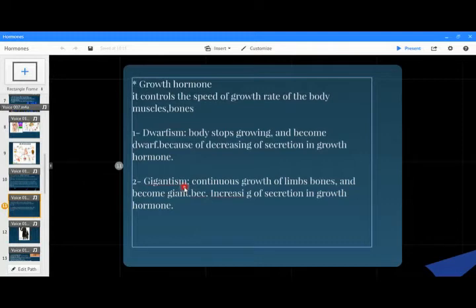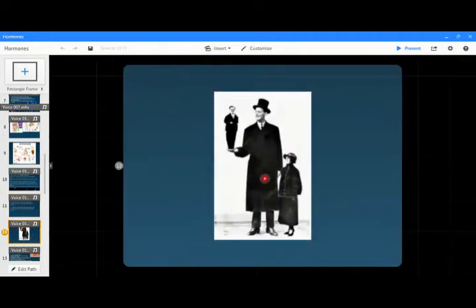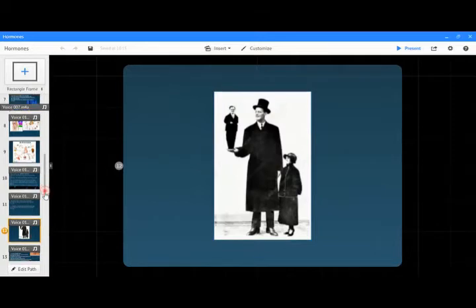So dwarfism is related to what? Decreasing in the secretion of growth hormone or increasing in the secretion? Dwarfism means decreasing in the secretion of growth hormone, a disorder in the growth hormone by decreasing its secretion. Gigantism is increasing of the secretion of growth hormone, causing continuous growth of the limbs, and he becomes a giant. You may see a lot of photos and videos on YouTube regarding gigantism and dwarfism, the difference between them.